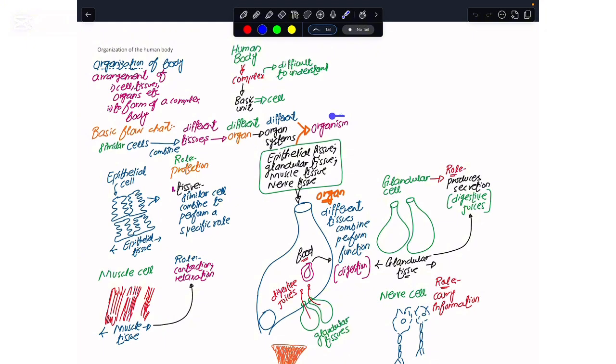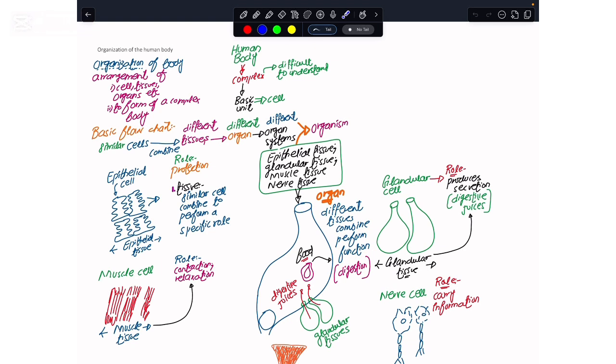And when I have to make this complex organism, what I require is the presence of different organ systems. When we have different organ systems, we end up making an organism out of it. So here we look at the cells, then the tissues that they form, and then ultimately we end up making a complex organism out of it.